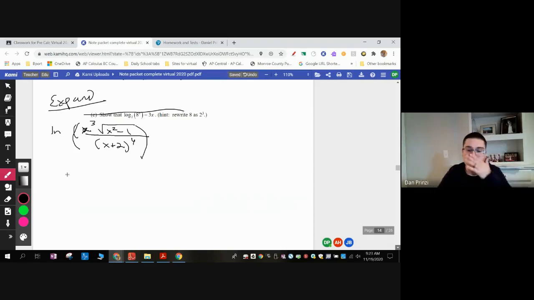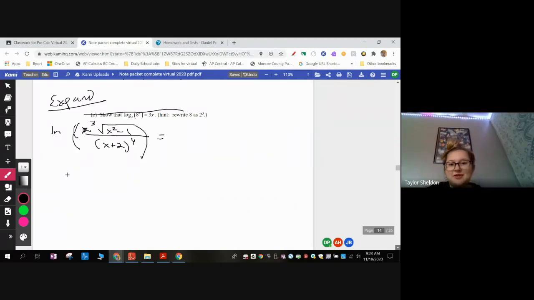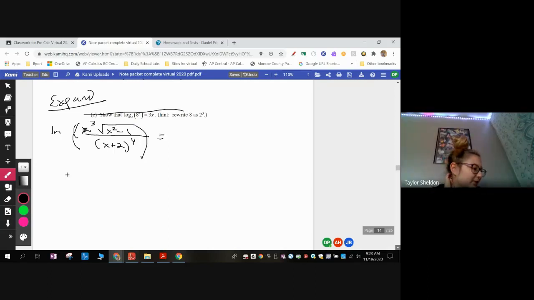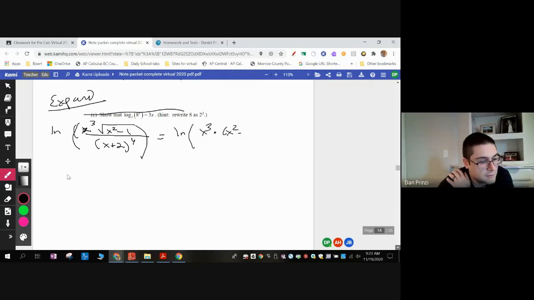All right. Anyone have any thoughts on what you could do first? What should probably be rewritten first? I'm hoping you guys have noticed a pattern here. What should you just rewrite first if you ever see it in one of these problems? X squared minus 1 under the radical. Good, Taylor. And how would you write it, hon? X squared minus 1 to the 1/2. Thank you. Yep. You want to get rid of radicals. Okay, so we got this now.